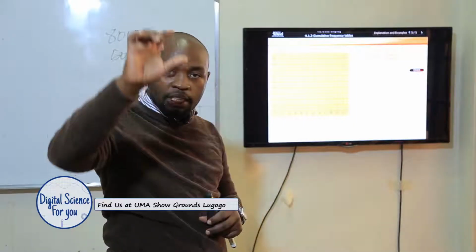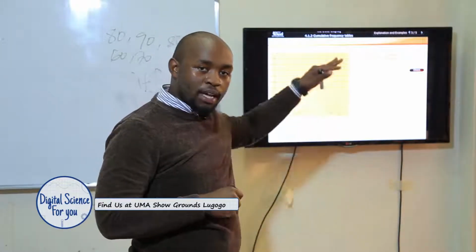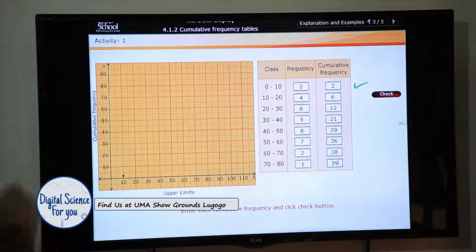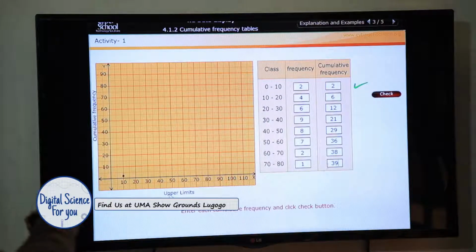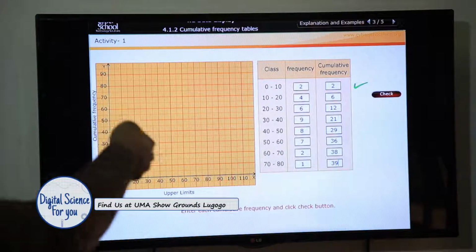If at all I had made a mistake in my cumulative frequency, there would be an X there, meaning it is wrong. Then I would be able to go back and check my work and rectify it. So I go ahead and now plot these values with cumulative frequency. 2 and 2, I plot it here, and that one is already there. Then I go ahead and next one, you go back to check.